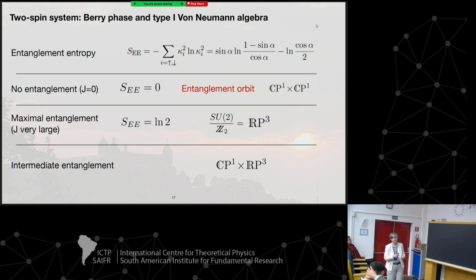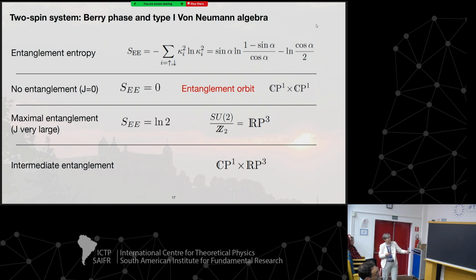Now, if J is very large for finite magnetic field, then you have maximal entanglement, which in the simple case means that the entanglement entropy is logarithm 2. Then you can show that this entanglement orbit doesn't factorize anymore, and it's actually an RP3, which is SU2 divided by Z2, because Z2 is essentially exchanging the two spins. If you have this experiment with teleportation for a maximally entangled state and you measure one state here, then you know exactly what the other state is going to do. That's why the Hilbert space takes this much simpler form.